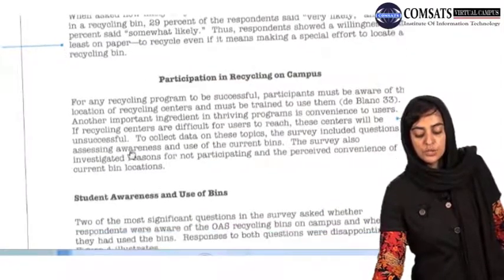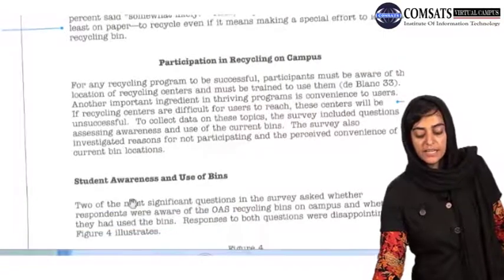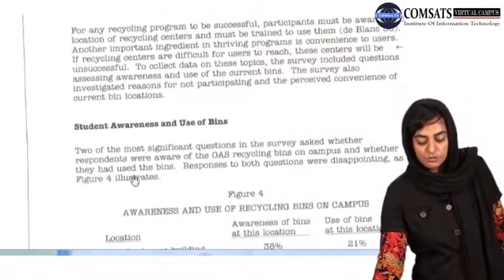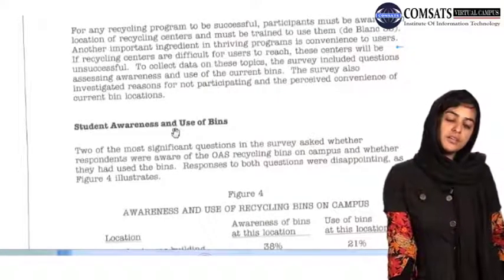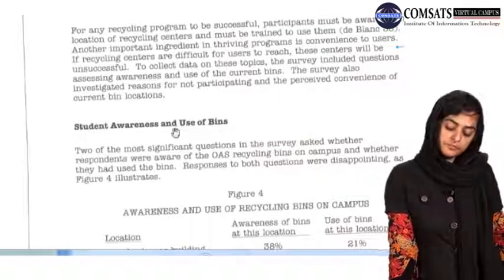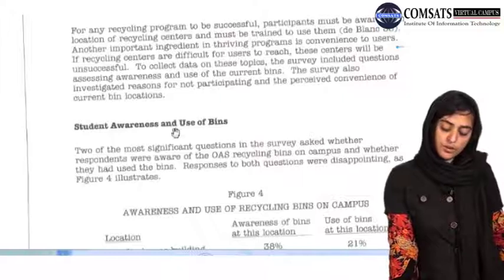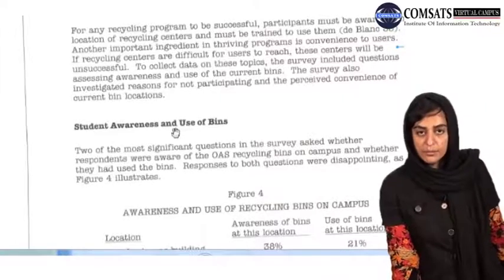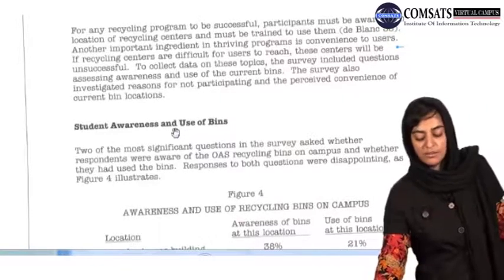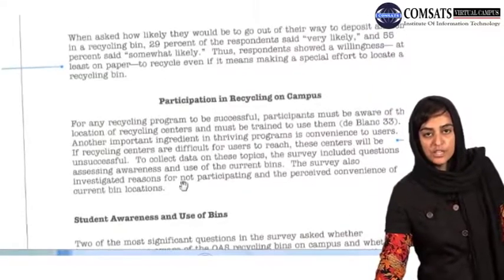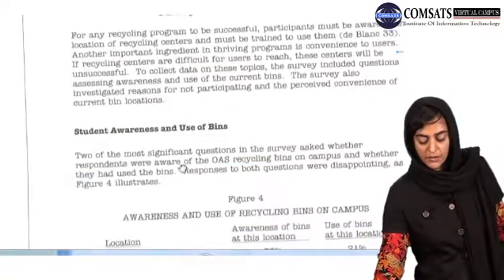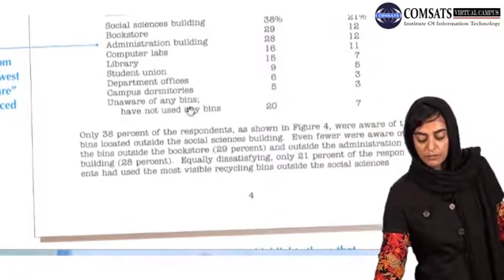These 2 headings, participation in recycling on campus and student awareness and use of bins, were shown on page number 4 in the table of contents. And here, when we moved to page number 4, we did find these 2 headings on page number 4. Here, this is page number 4.